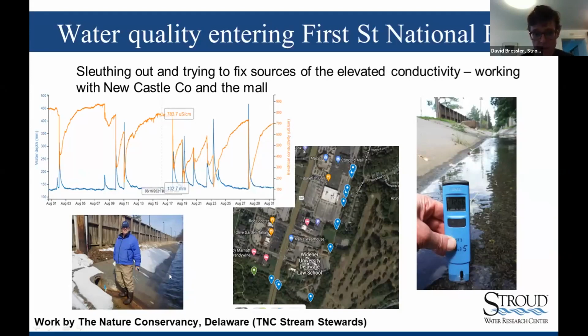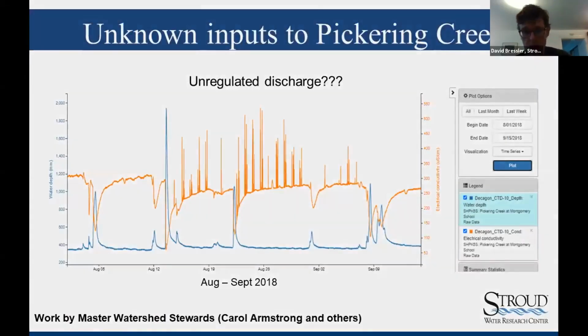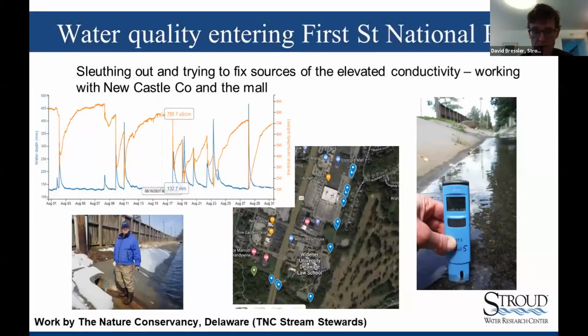And what they did is they went upstream and measured at all these different pipes and inputs coming in from this mall area. Here's the station, and they went upstream and measured at all of these different inputs. These are pipes and small tributaries coming in off of all of this impervious surface, measured with a handheld meter. They were able to identify some really hot spots and have been working with the mall and with the county to address some of these inputs.